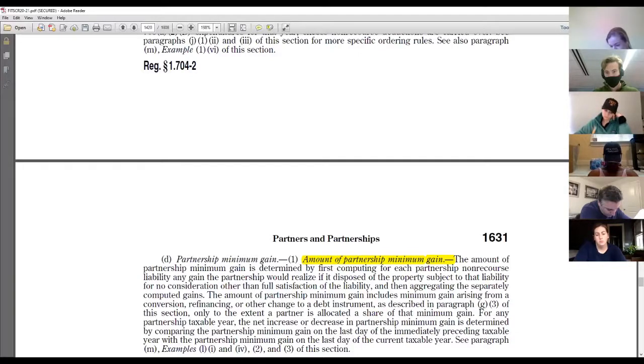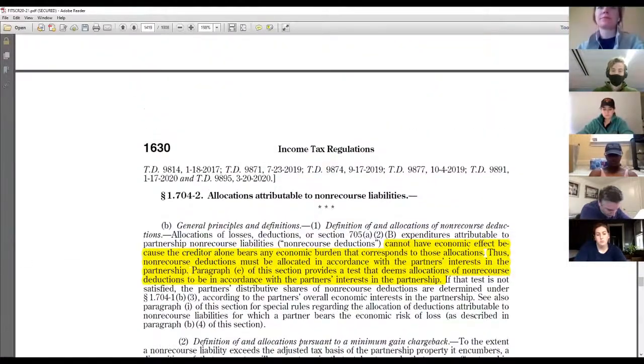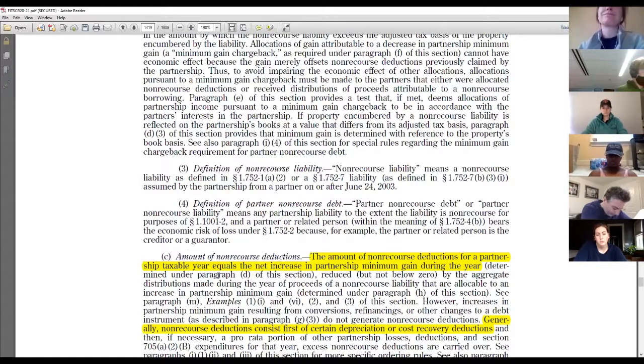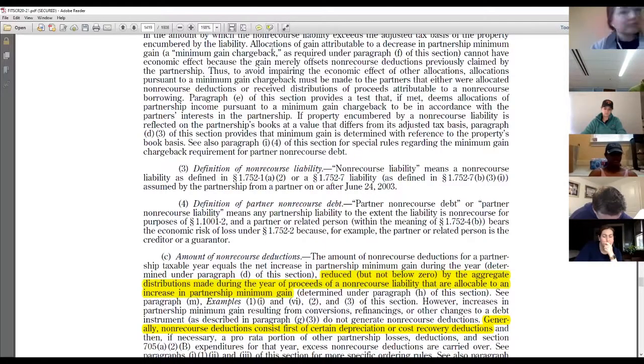Two other options would cause a minimum gain increase. One is if the partnership just spends it on other items, like salaries. Another is that the partnership can distribute it to the partners. And that's what's happening here. Let's go to dash 2C. The amount of non-recourse deduction from partnership tax equals the net increase in partnership minimum gain. But here is the key language for this purpose: reduced by the aggregate distributions made during the year of proceeds of a non-recourse liability that are allocable to an increase in partnership minimum gain. So that's what tells us our non-recourse deductions in year 4 are still only 200.